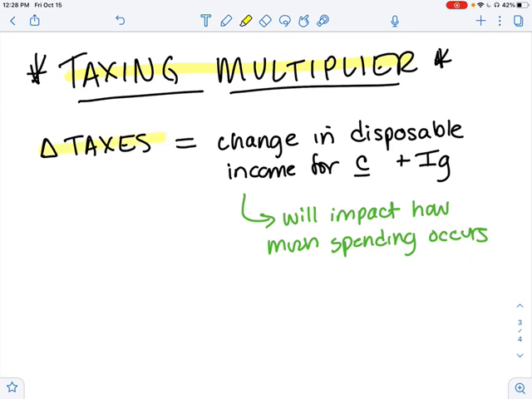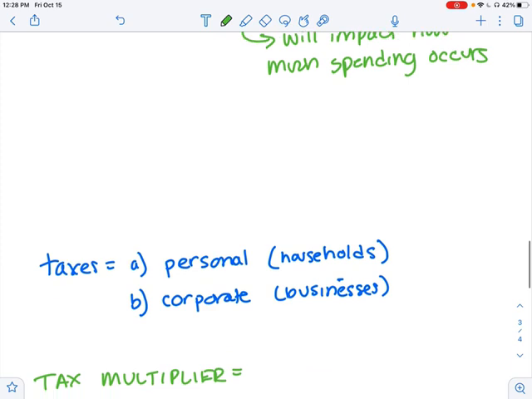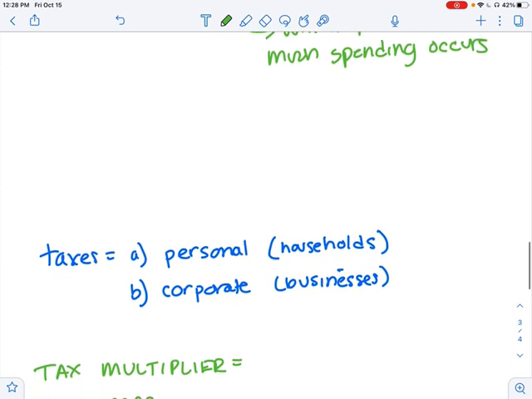Well, a change in taxes is going to have an impact on the disposable income for both households and businesses. So that's going to impact how much spending occurs as a consequence. So if we know what happens to taxes, we can then also do a similar calculation to what we did for spending. All right, so just keep in mind that when we talk about taxes, we are talking about personal taxes and also corporate taxes. So personal taxes are going to be impacting households, and corporate taxes are going to be impacting businesses.